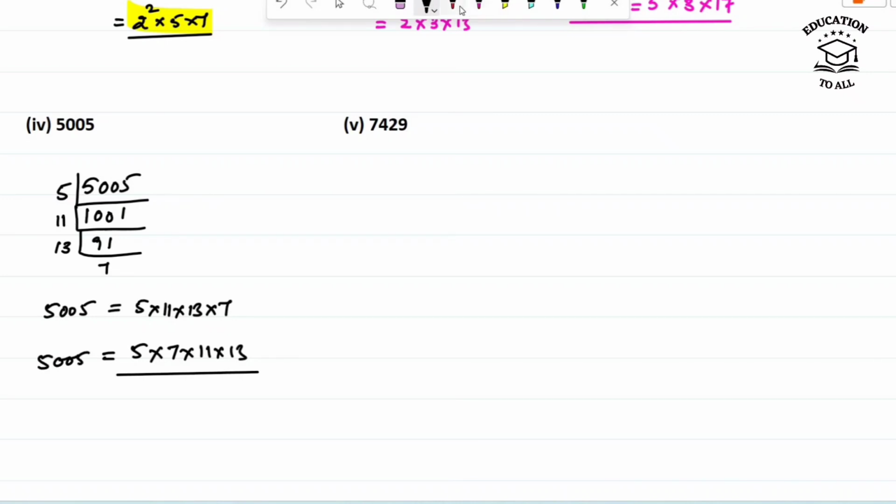And one more, part 5. Part 5 is given 7429. What prime factors will cancel in it? I'll take 17 table. 17 table in 74 approximately 4 times. 4 times is 68. What is pending when 74 is subtracted by 68? Now you will get 6, and one more, 62.